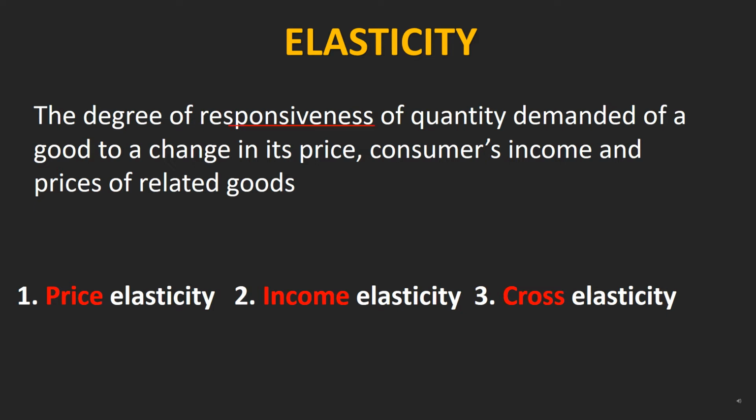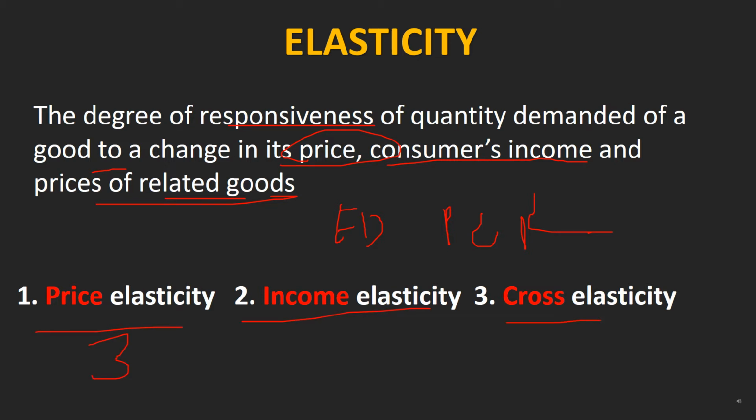The degree of responsiveness of quantity demanded of a good to change in its price, consumer's income, and price of related good. So that is elasticity of demand. Degree of responsiveness, that is how much quantity demanded changes due to change in its price, consumer's income, and price of related good. So on the basis of that, there are basically three types of elasticity of demand: price elasticity, income elasticity, and cross elasticity of demand.